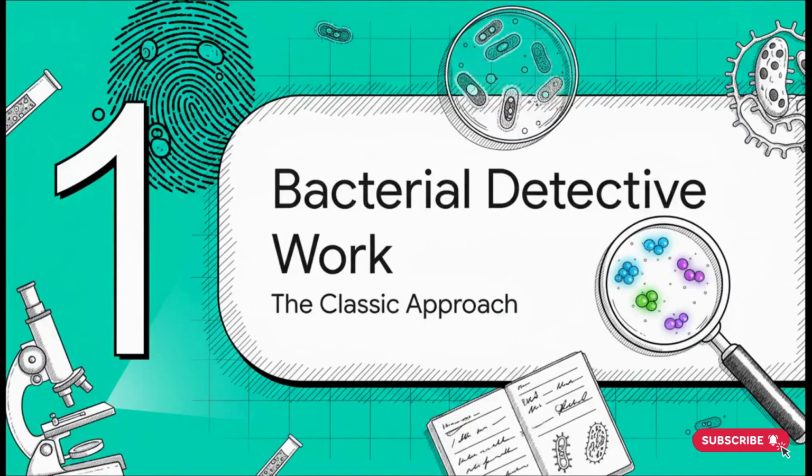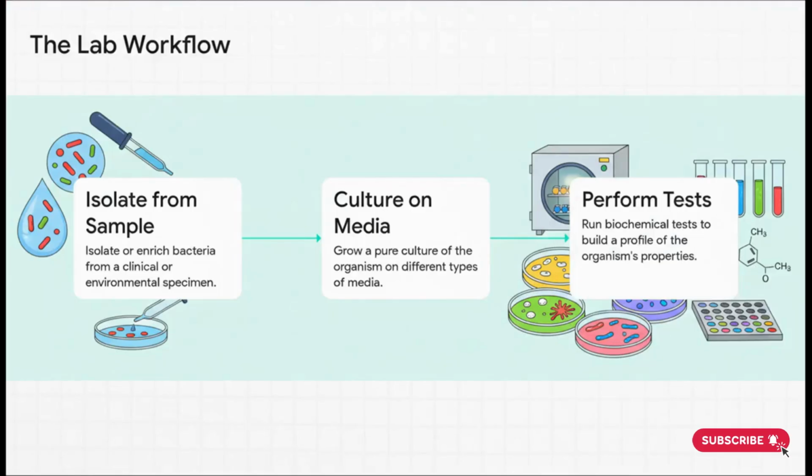Okay, so let's start with the classic approach. And honestly, you should think of this as old-school detective work, gathering clues, dusting for prints, all happening in the lab. This detective work follows a pretty classic process. First, you've got to isolate your suspect from the scene of the crime, whether that's a water sample or a patient. Then you need more to work with, right? So you grow it on a petri dish until you have a whole colony. And finally, you put it through a series of tests, a kind of chemical interrogation to build a full profile.